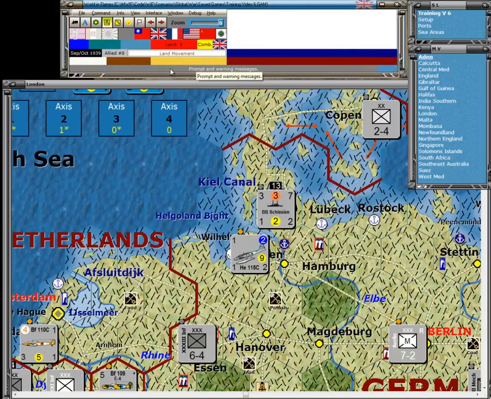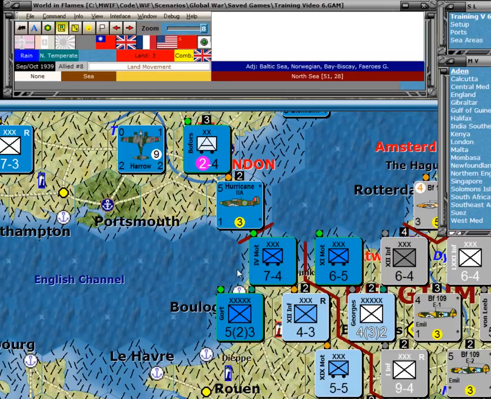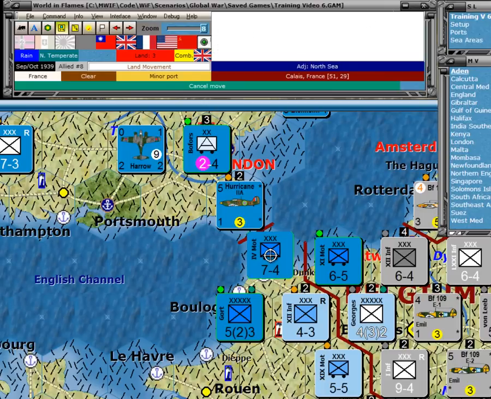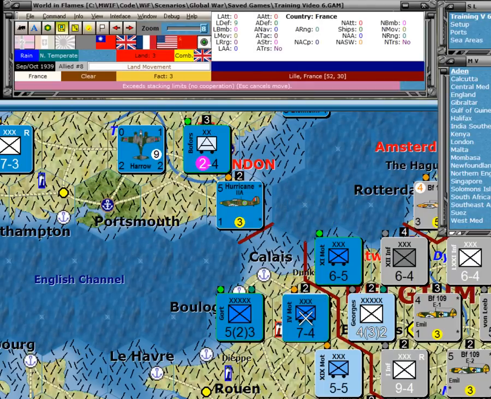The last panel on the main form is this prompt and warning messages panel. This tells you where you currently are in the game and if you're trying to do something that's inappropriate. So for instance, if I click on this British unit and try to move it, and I go to move it at sea, I get a prompt that says you cannot move a land unit to a sea hex. If I try to move it to this hex, I'm told that it exceeds stacking limits because the British and the French do not cooperate.